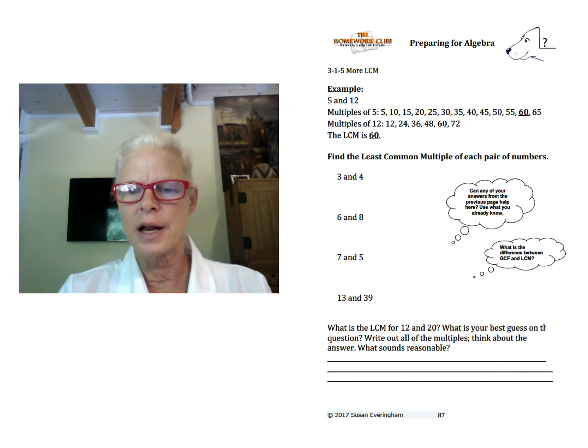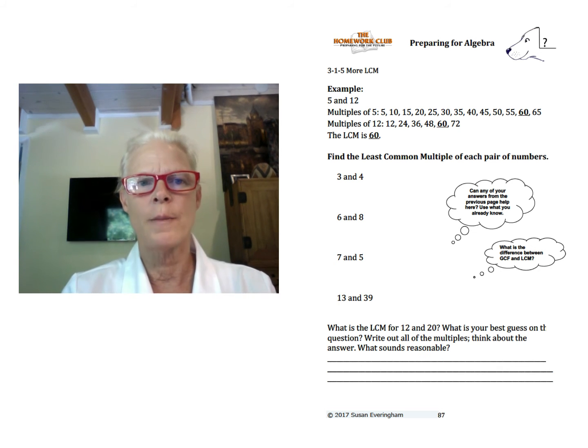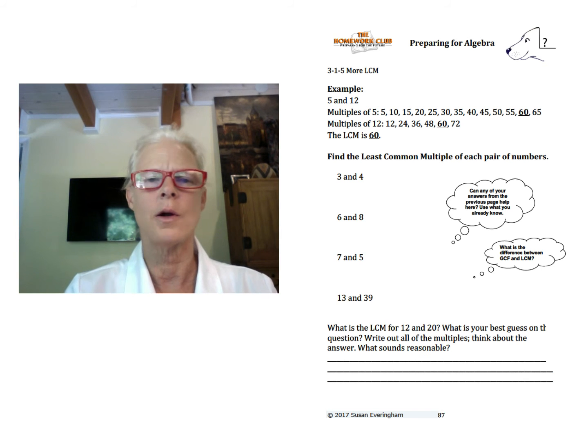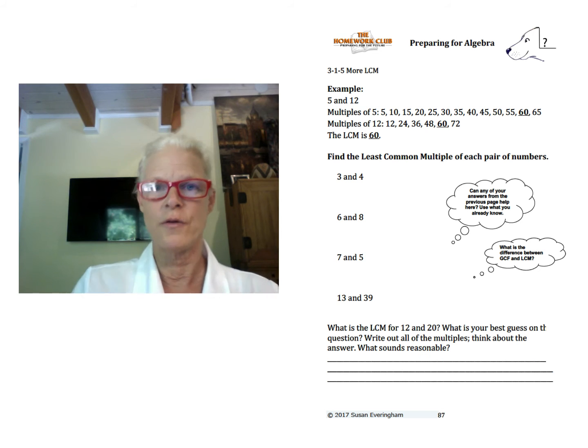Can any of your answers from the previous pages help us here? I want you to remember this tip too. This is all in all math books, that they'll have repetitive examples and repetitive problems that you don't have to go and work out all over again, especially really long ones. So be smart, learn smart, and refer back.